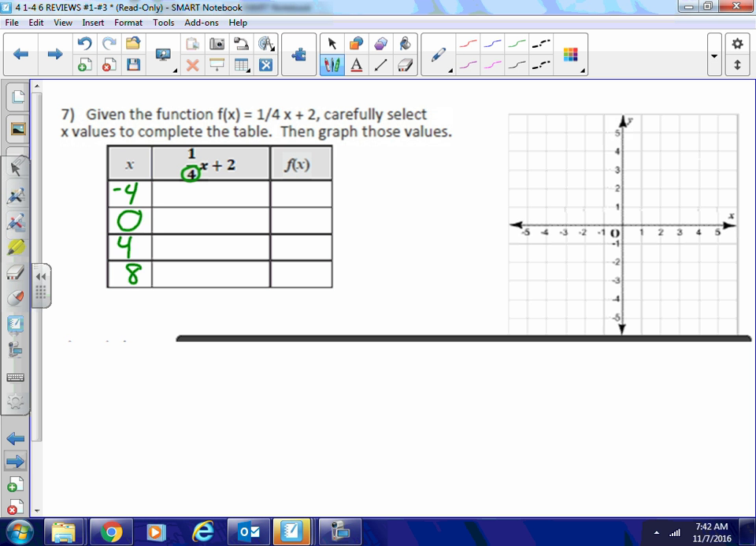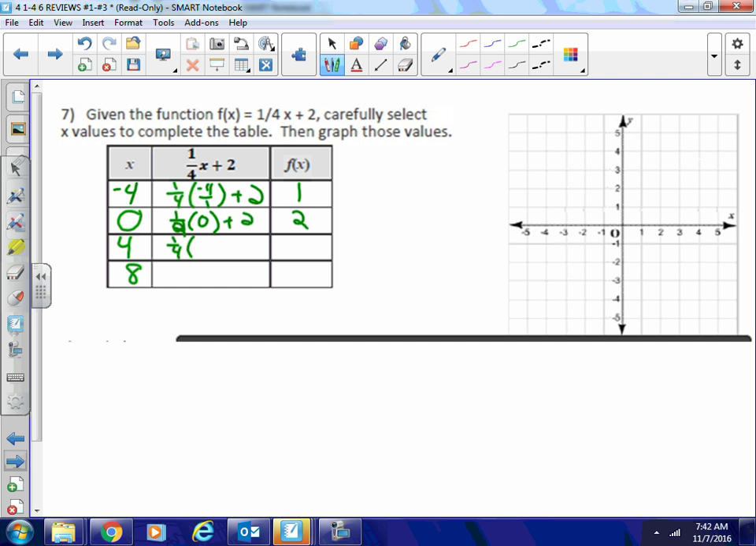Now all of these might not fit on our graph, but let's go ahead and calculate those values. So when we plug in 1/4 times -4 over 1 plus 2. 1/4 of -4 is -1 plus 2 is 1. Now let's plug in 0, my favorite. 1/4 times 0 is 0 plus 2 is 2.